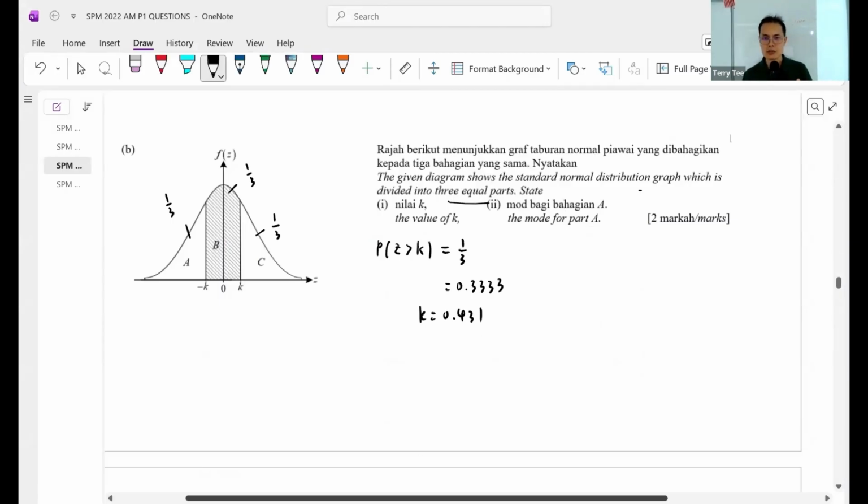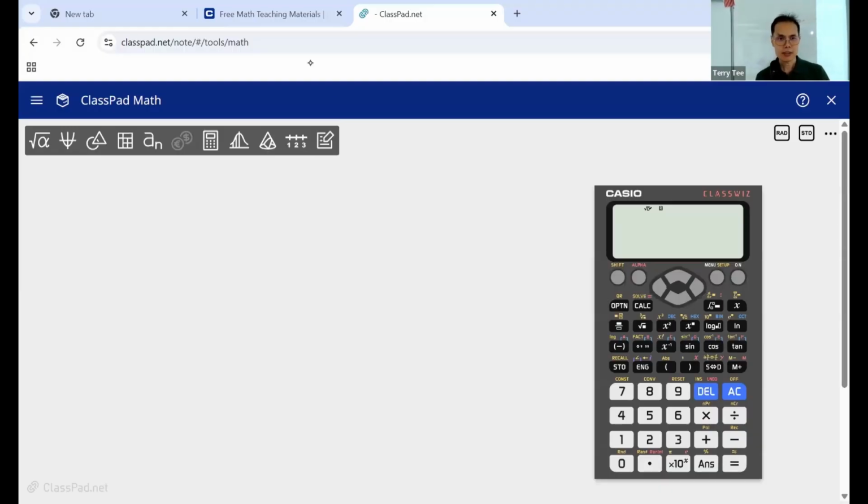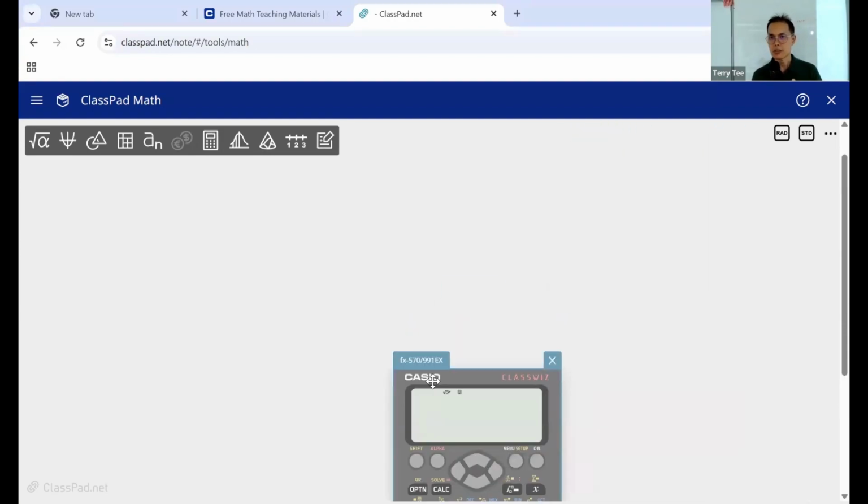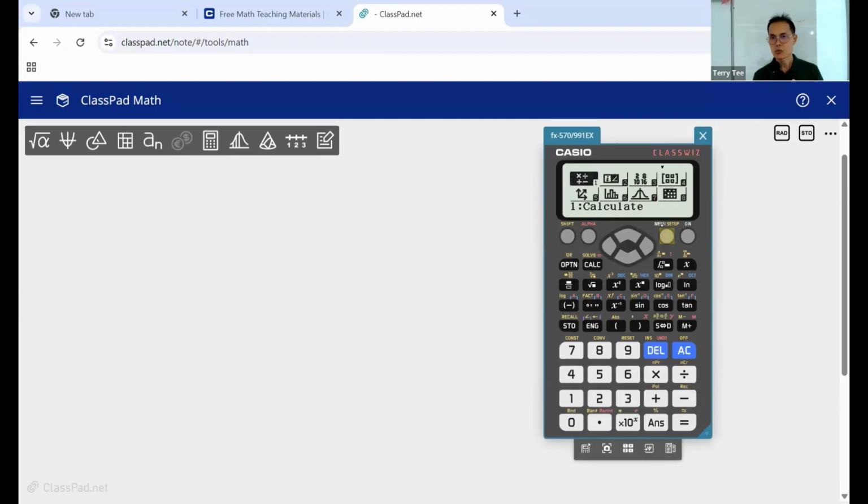Second method is by using this calculator. When you're using this scientific calculator, you need to go to menu, go to 7 for distribution, use number 3 for inverse normal, press area 0.3333, and you press equals. Now, this calculator reads from the left-hand side. Your mathematical table reads from the upper tail. This one reads from the lower tail on the negative side. So that's why you see a negative there. But it doesn't matter. We just take the positive value.